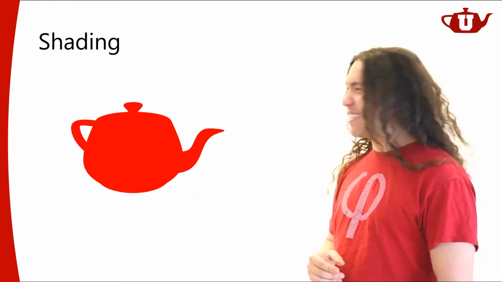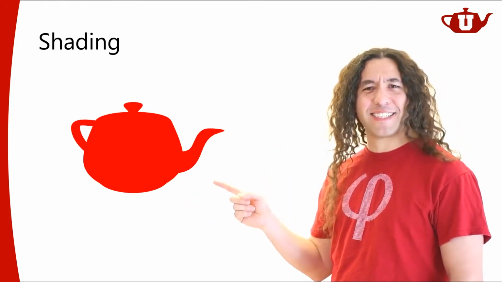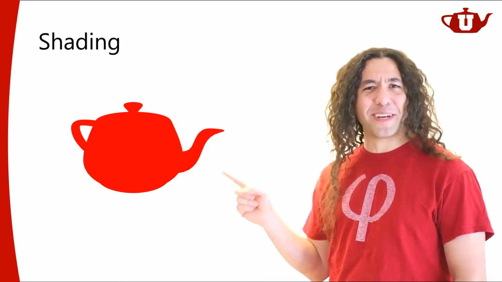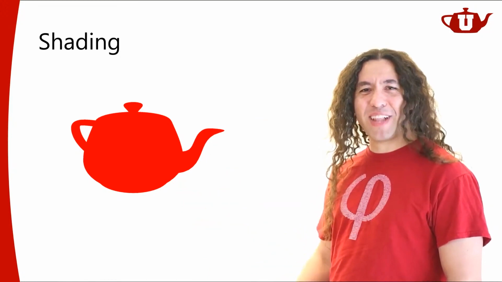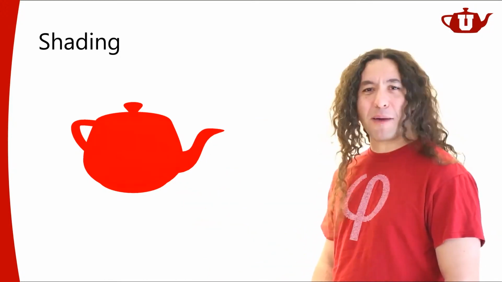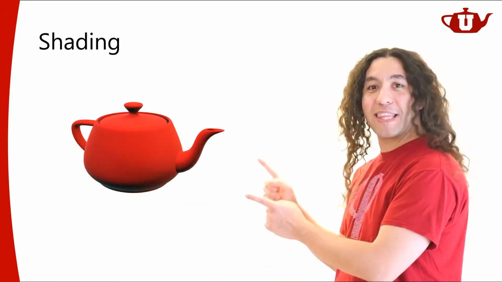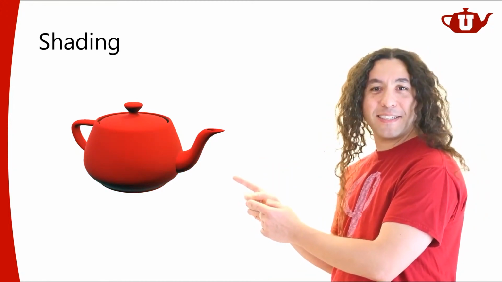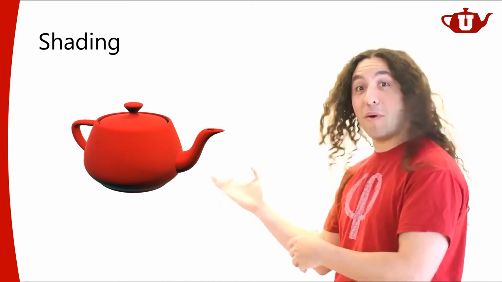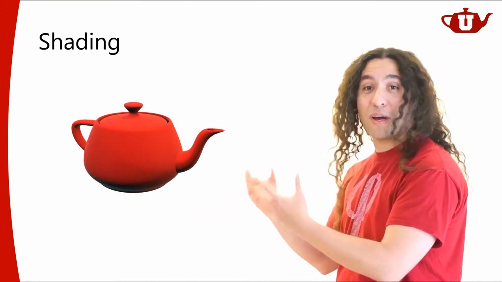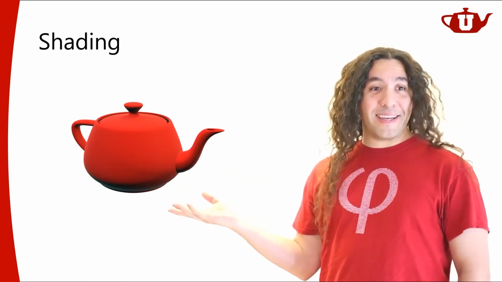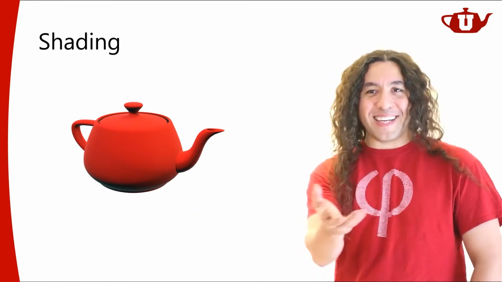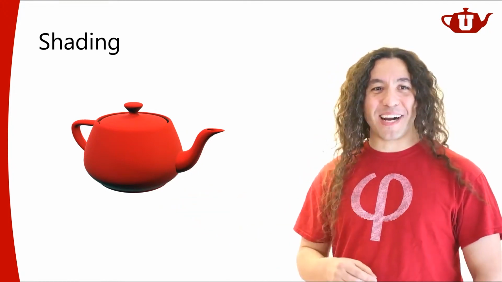Now, not so much. It's a little flat, don't you think? It doesn't look like a 3D teapot to me. It's pretty flat because it's the same red everywhere. I would expect to see something more like this, right? With some color variation. Some parts are darker, other parts are brighter. And then this finally looks 3D. And that's very, very important. That's what we're trying to do in computer graphics, right?